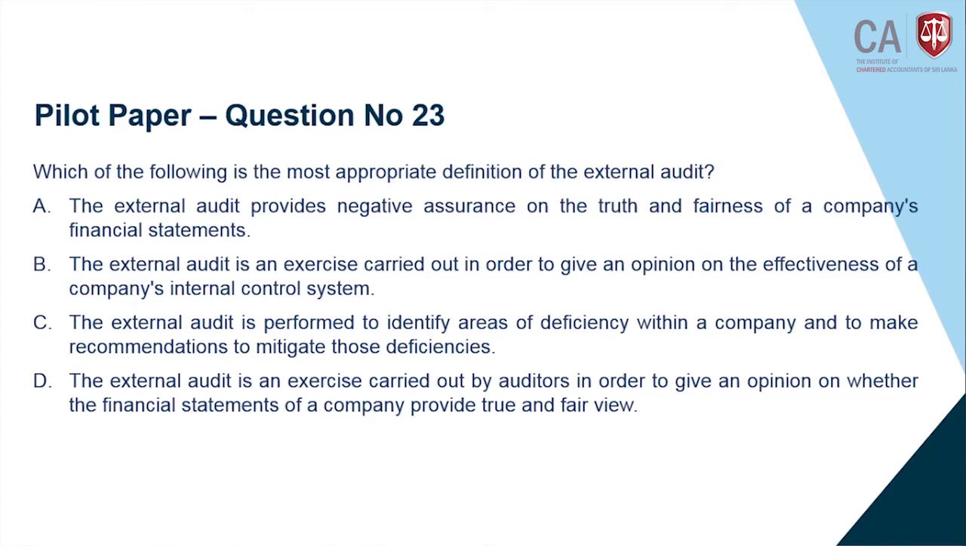The external audit provides a negative assurance on the truth and fairness of a company's financial statements. Of course, you know that is not a negative assurance. The external audit is an exclusive exercise carried out in order to give an opinion on the effectiveness of a company's internal control system. Of course, you know it is not about the internal control system. Third one, the external audit is performed to identify areas of deficiency within a company and to make recommendations to mitigate those deficiencies. Of course, you know it is not to identify deficiencies within the company or make recommendations. That is not the purpose.